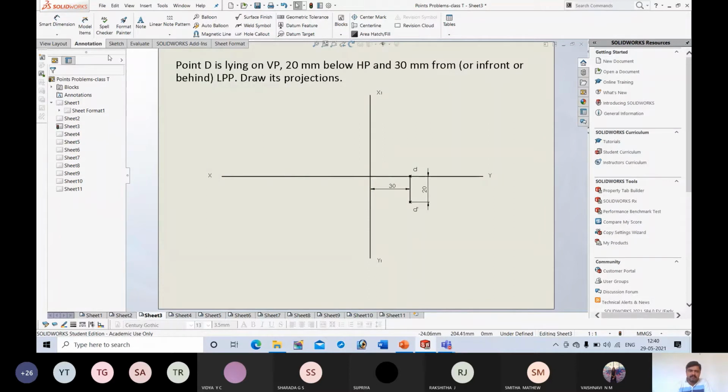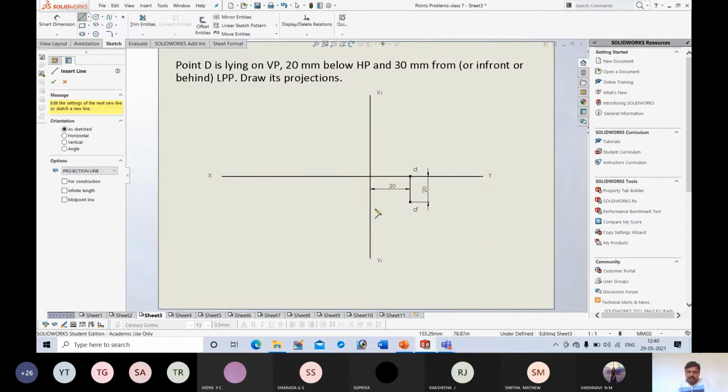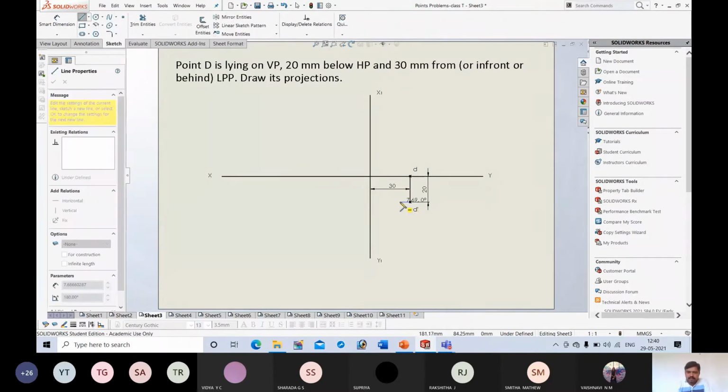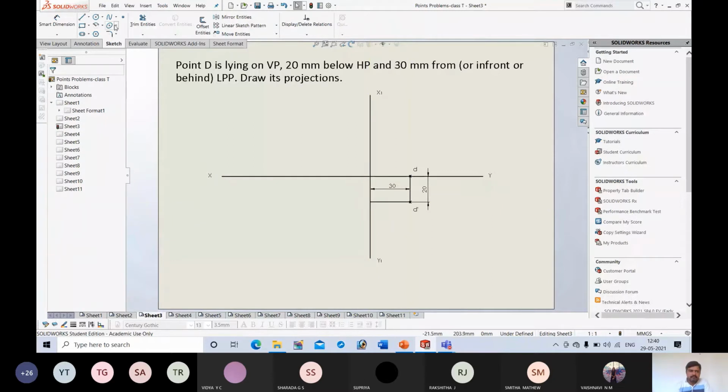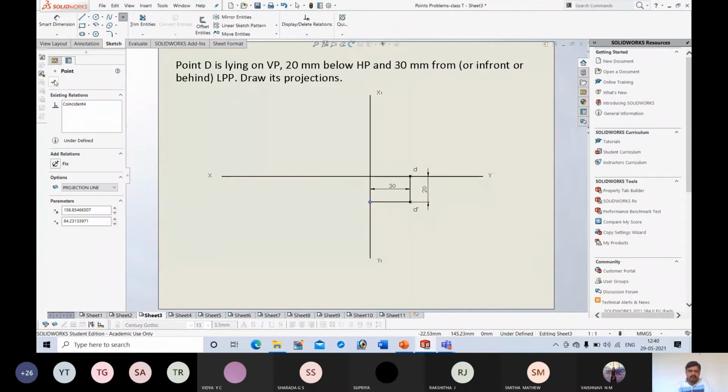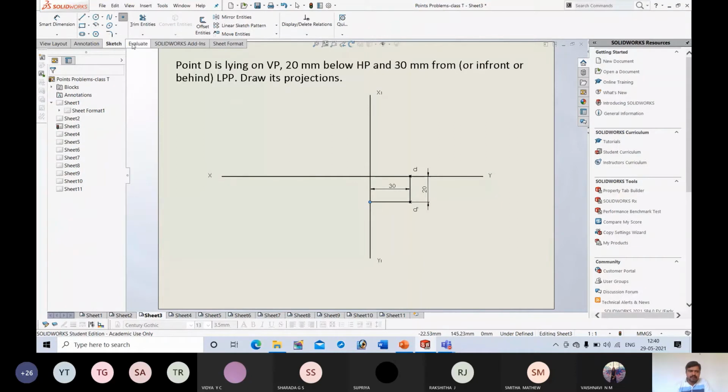Based on that, I can draw like this. Anyhow, it should be on this horizontal line. Since it is on VP, profile view will be on X1, Y1 line. So this is the profile, and it is denoted with double prime.